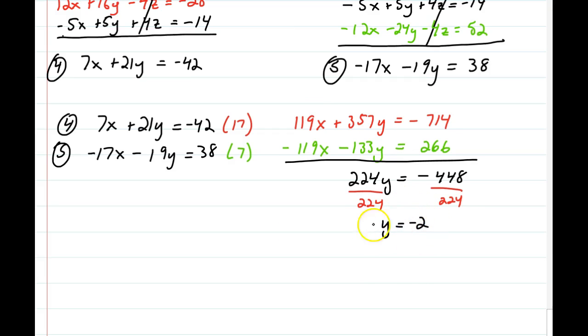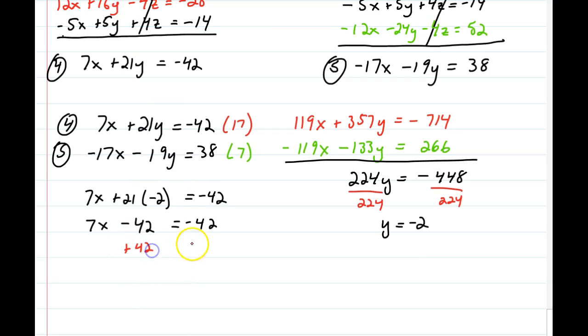So now I want to take this and plug it into either equation 4 or 5. So I'm going to do equation 4. It's the y, so it's going to be 7x plus 21 times negative 2 is equal to negative 42. So 7x minus 42 equals negative 42. Add the 42 to both sides.